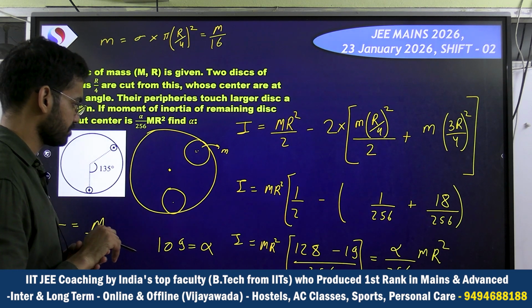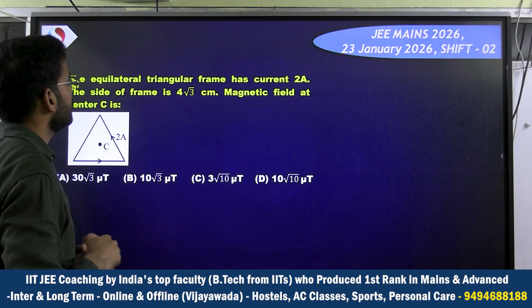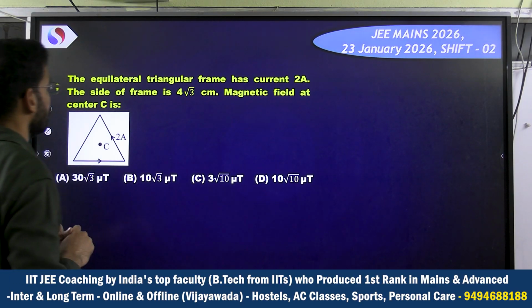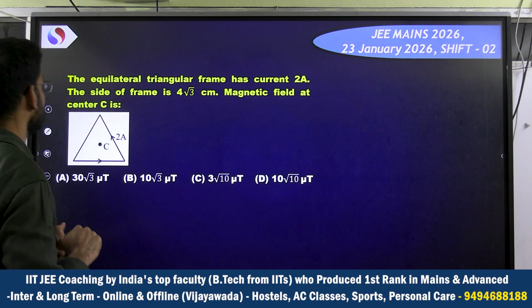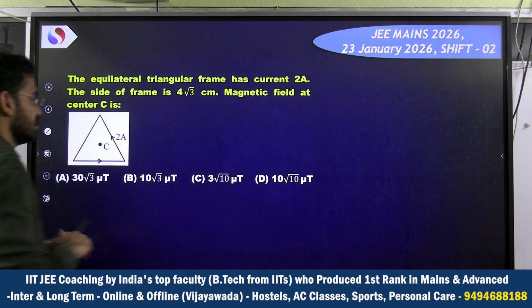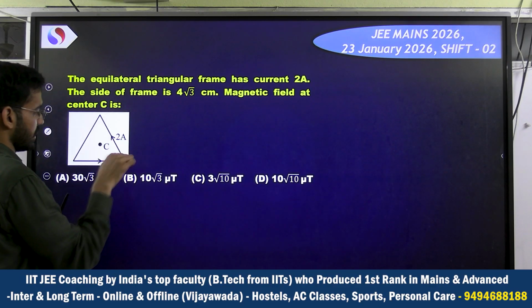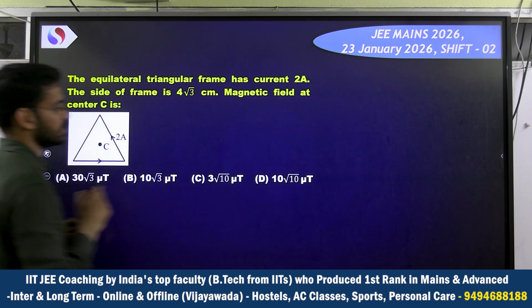Okay? Yes. Next. The equilateral triangle frame has current 2 ampere. The side of frame is 4√3 centimeter. Magnetic field at center C is, right? So this kind of question is there in the notes, right? So just you have to find out this distance and angle. Okay, so let's see. I'm taking one side and then I'm explaining this question, right?